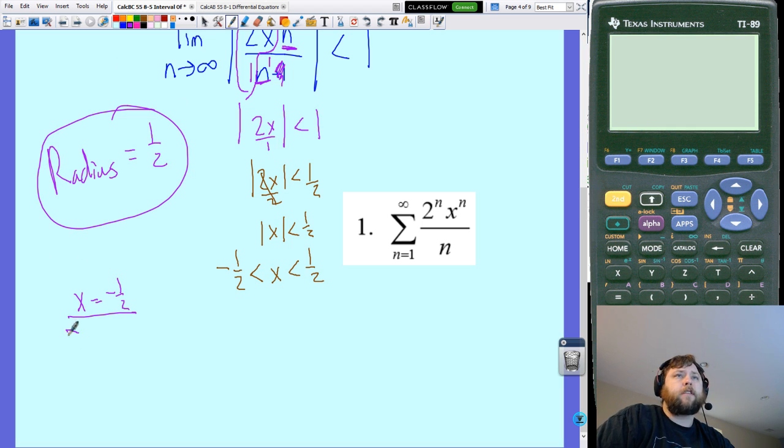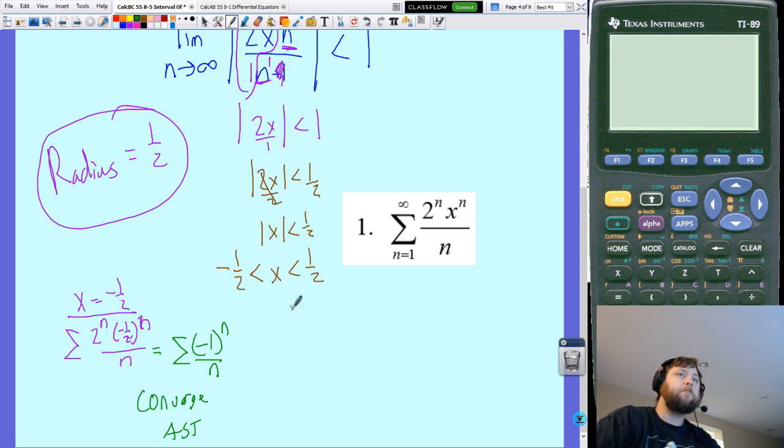It's going to be the sum of 2 to the n times -1/2 to the n over n. So when I have 2 to the n and -1/2 to the n, that's actually going to be equivalent to the sum of (-1) to the n over n, since 2 times -1/2 is -1. And this is an alternating series, and this is actually going to converge by the alternating series test. So I'm good.